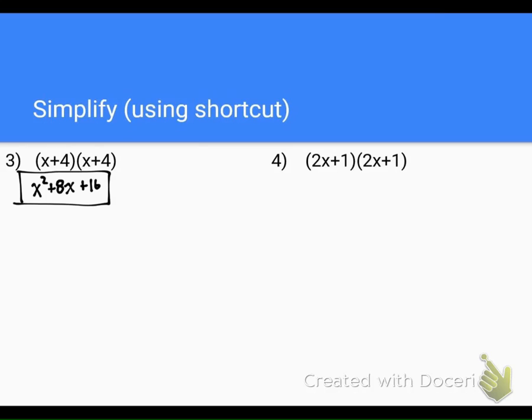Okay, number 4. This one looks more difficult, right? We got the 2x plus 1. Can we use the shortcut on this one? Yes or no? Yeah, we can. So I'll do the first one. What's 2x times 2x? 4x squared, okay? Finish up the problem for me. Go. Okay, so 2x times 2x is 4x squared, right? And then what's 1 squared, or 1 times itself? Positive 1. That's at the end.